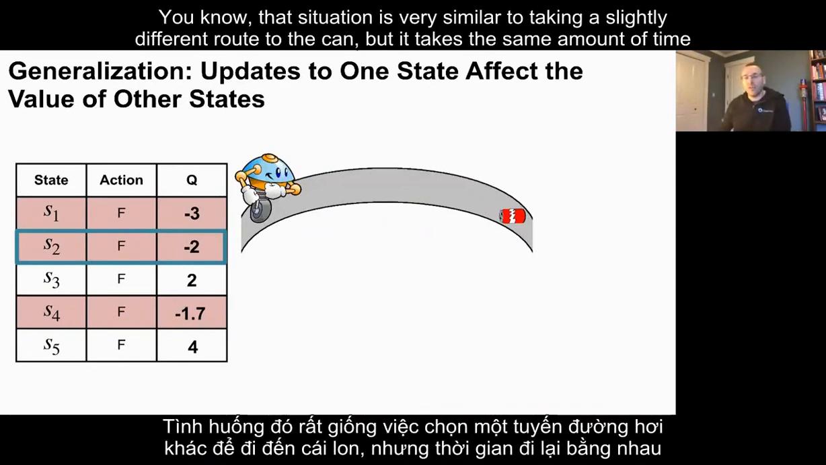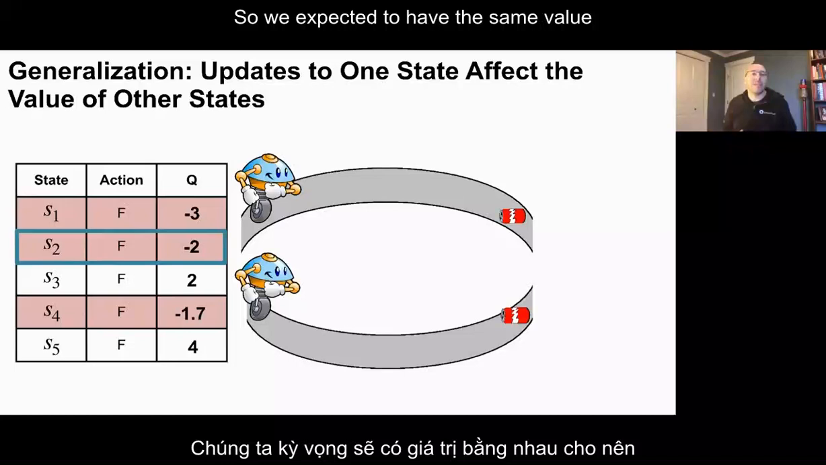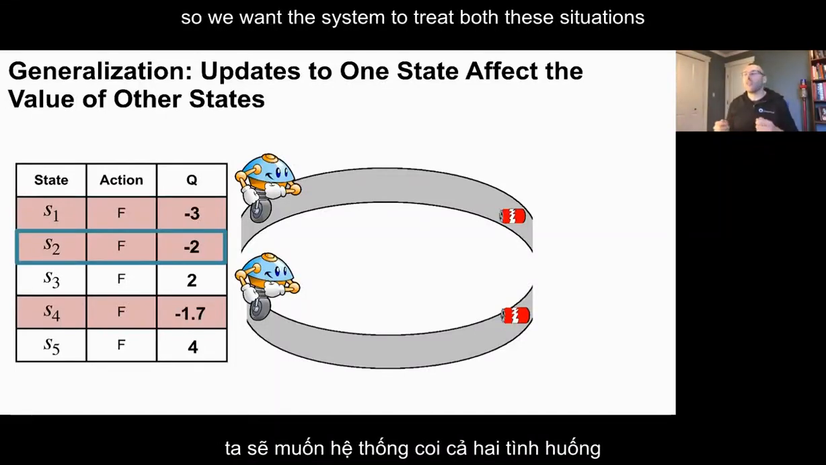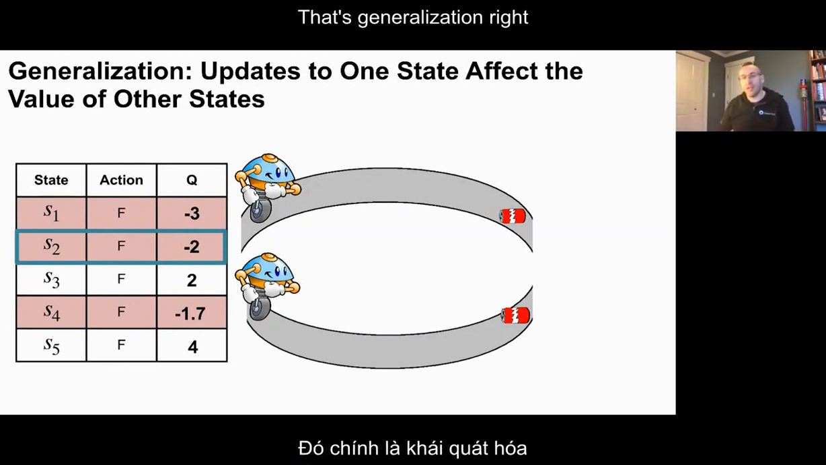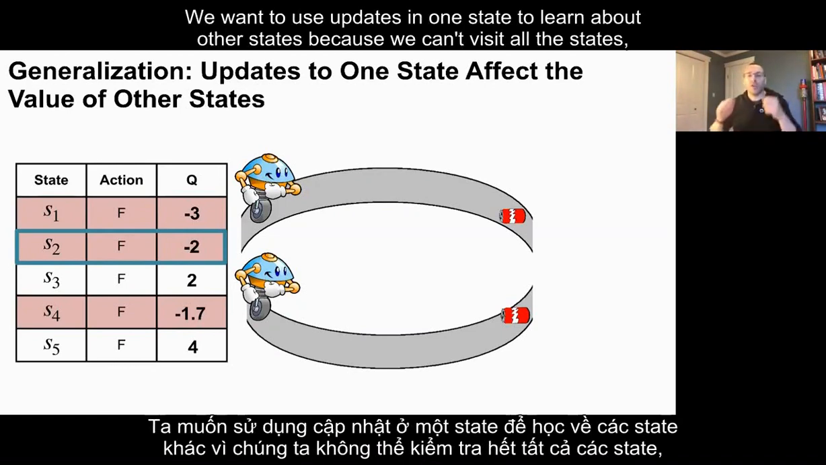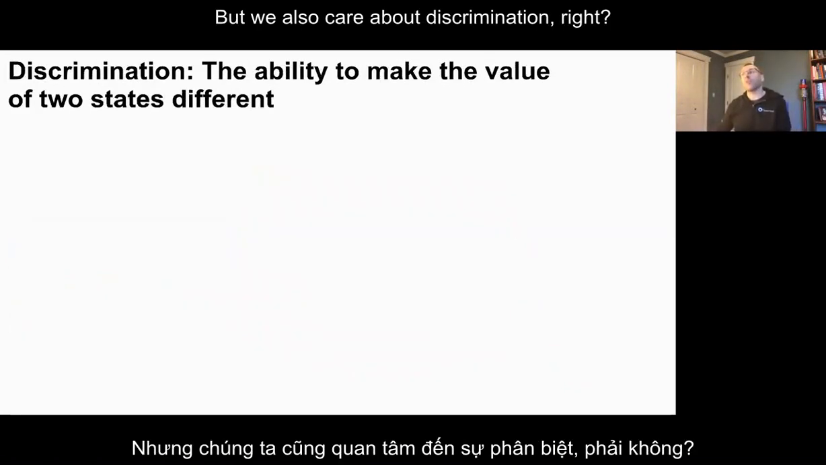That situation is very similar to taking a slightly different route to the can, but it takes the same amount of time, so we expect it to have the same value. So we want the system to treat both these situations as the same, even though they're slightly different. That's generalization, right? We want to use updates in one state to learn about other states, because we can't visit all the states because of the number of the atoms in the universe. That's impossible.